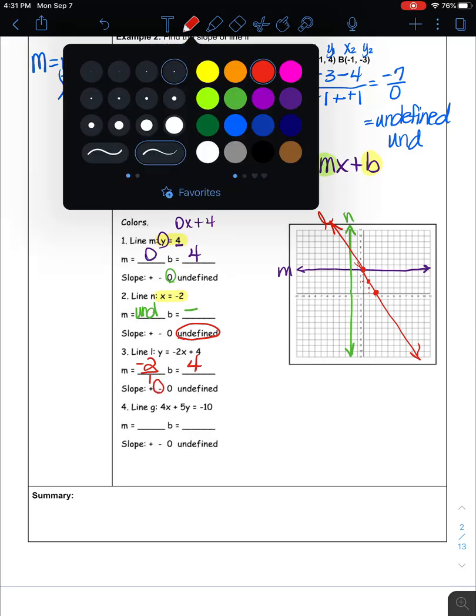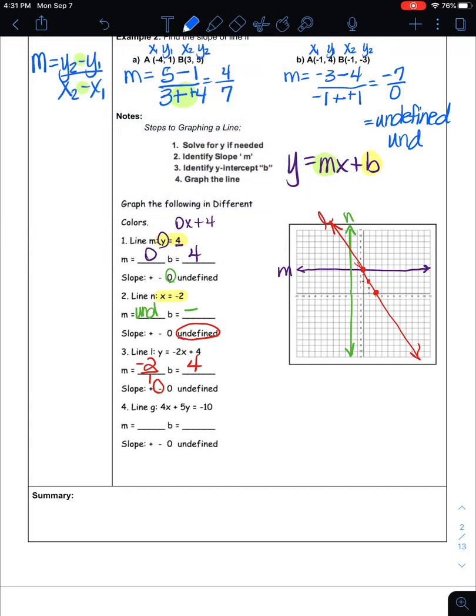Okay. Now this last one is not in slope-intercept form, so we need to rearrange it. If I take 4x plus 5y is equal to negative 10, I need to get y by itself, so I'm going to subtract 4x. That leaves me with 5y is equal to negative 4x minus 10. I always put the x in the middle instead of at the end, because you can't combine the 10 and the 4, number one, because the 4 has the x. I always put it where it's supposed to be so that it's in mx plus b form.